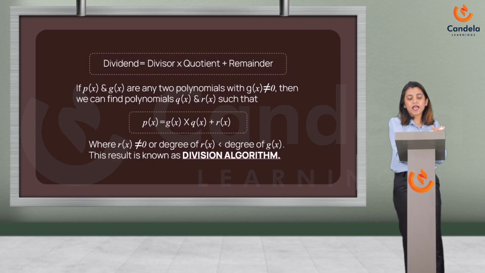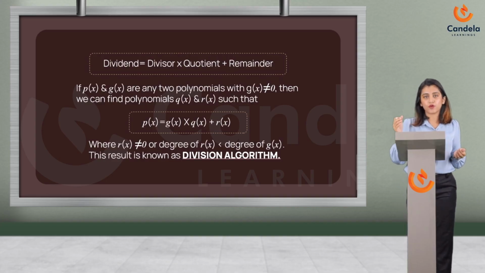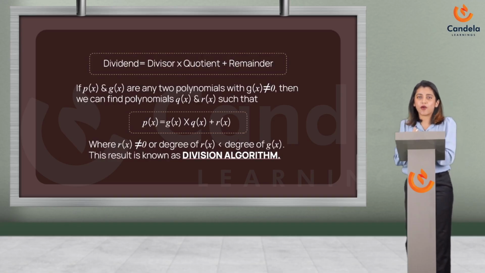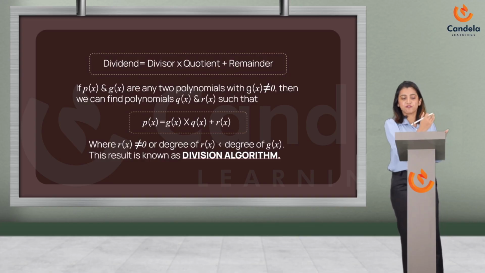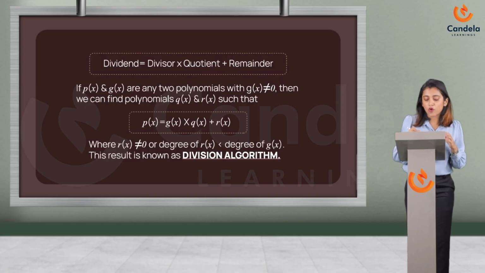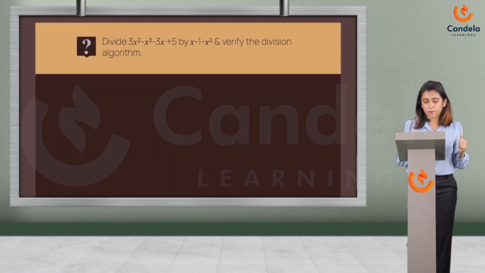If p of x and g of x are any two polynomials with g of x not equal to 0, then we can find polynomials q of x and r of x such that p of x equals g of x into q of x plus r of x, where r of x equals 0 or degree of r of x is less than degree of g of x. And this result is known as the division algorithm. And we'll be doing some problems based on this.